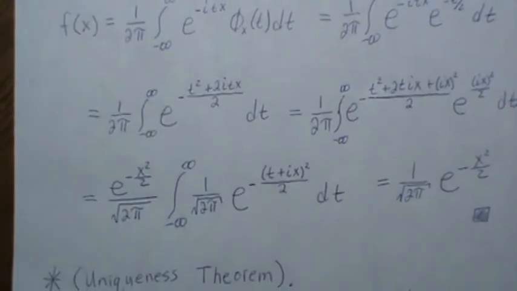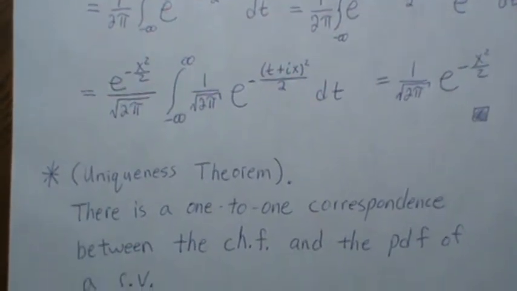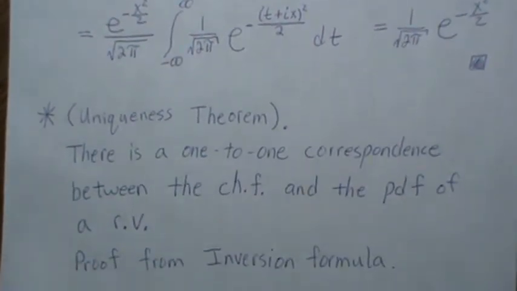And there's only one other point that I'd like to show in this video, and I'm going to call it the uniqueness theorem, and that there is a one-to-one correspondence between the characteristic function and the PDF of a random variable. The proof is sort of by the inversion formulas. You can show it that way. If you know the PDF, you calculate the characteristic function, but that characteristic function, you get the PDF back using those inversion formulas. So there is a one-to-one correspondence.